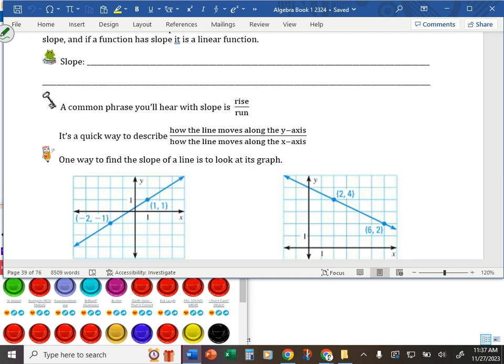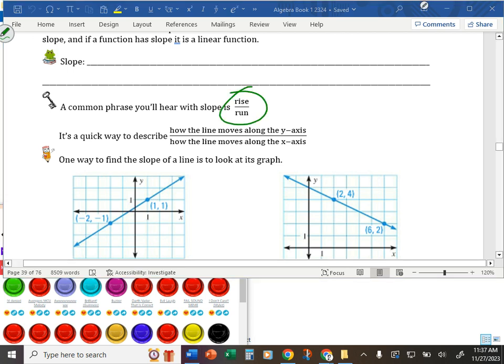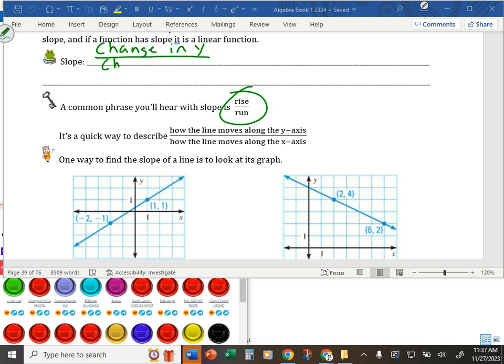Nolan. Rise over run. We have that phrase here. Good. Vertical change over horizontal change. Okay, vertical change. I'm going to put change in y over change in x. Change in y over the change in x, okay? Which is essentially, like you said, that vertical change over the horizontal change.